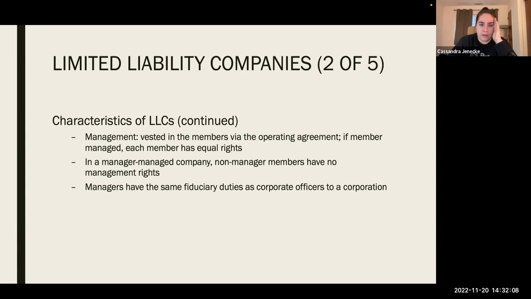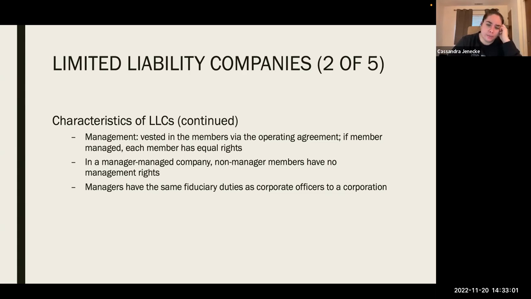So management of an LLC is different from that of an LP and different from that of a GP, right? So it is vested in the members equally via their operating agreement. If the LLC is member managed rather than a manager managed company, then each member has equal rights to manage the LLC. That sounds like a lot of cooks in the kitchen. So I think an appropriate thing to do where it works for your organization is to have a manager managed company rather than a member managed company, because then non-manager members have no management rights. So you are designating who amongst the members, if any, because it could also be an employee, is doing the managing. Fewer cooks in the kitchen.